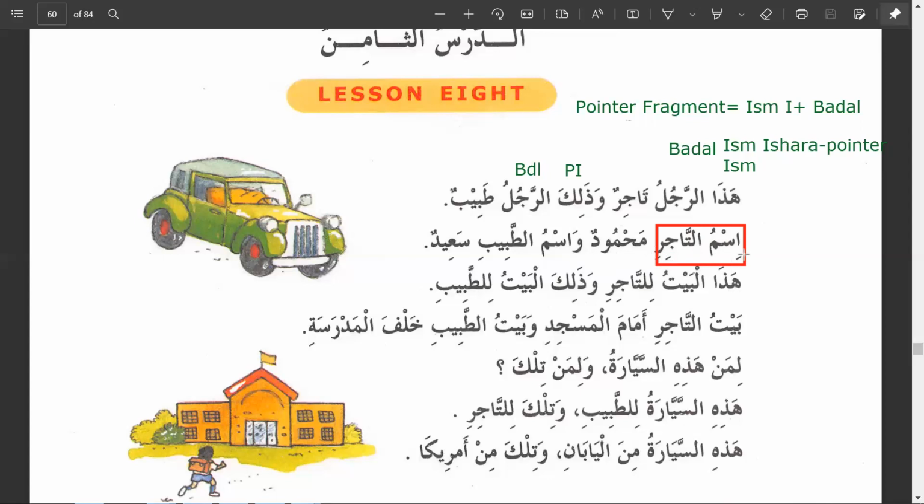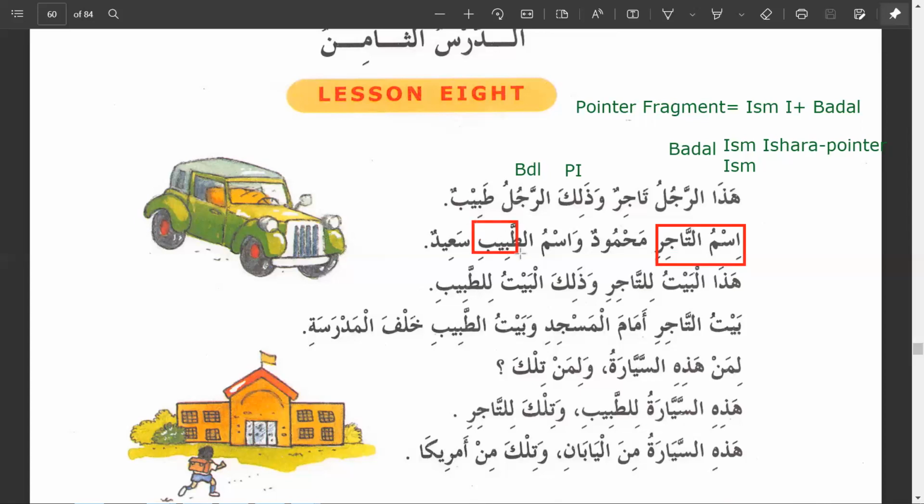Now you see, because they both are coming as a fragment, ismu and tajiri, "is" cannot come in between these two. "Is" would come after the fragment, okay? So ismu tajiri, the name of the merchant is Mahmoud. And the doctor's name is Sarib.